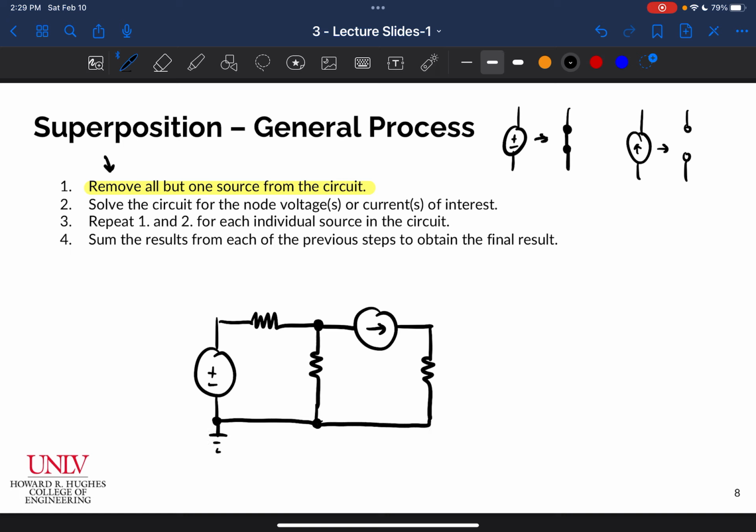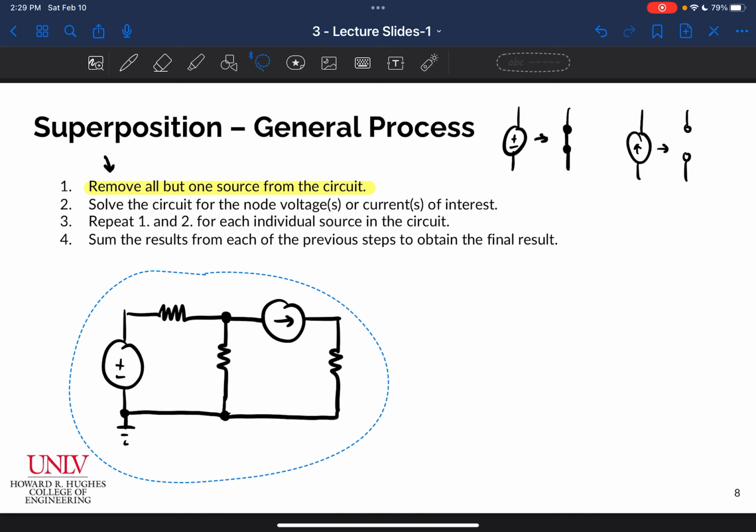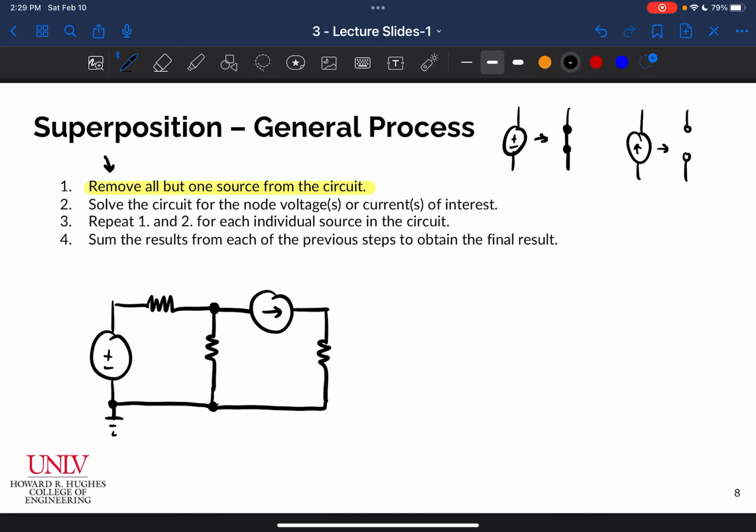So what I'm going to do is I'm first going to remove all but one source from the circuit. Doesn't matter which one I do first, but let's just say I wanted to remove the voltage source first. So then my equivalent circuit would be, I would replace my voltage source with a short, then I'd have my resistor, my second resistor, my current source, and then my last resistor, and this would be the circuit that I'm looking at. Okay.